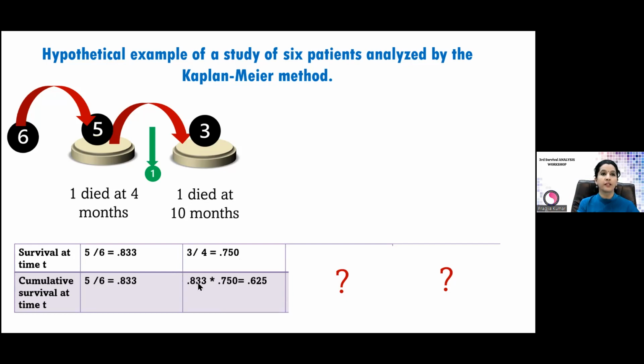So what will be the cumulative survival? So remember, we have learned that Kaplan-Meier is the product estimator. That means it takes the cumulative survival. So it will be the initial survival multiplied by this survival. Because remember, we have discussed P1, P2, P3. So this is the P1, this is the P2. So this 0.833 multiplied by 0.750. So this cumulative survival will be 0.625.